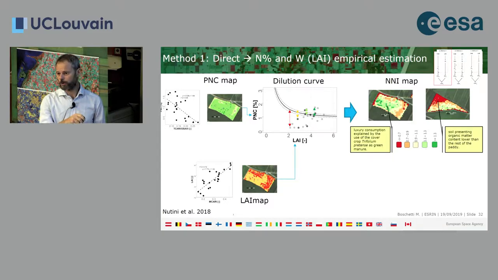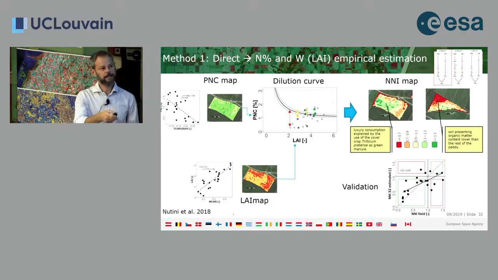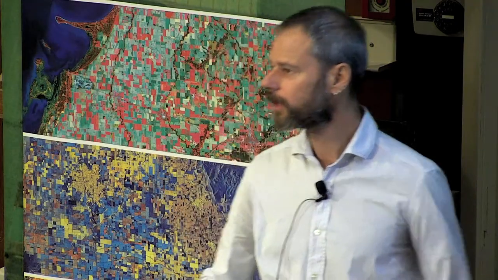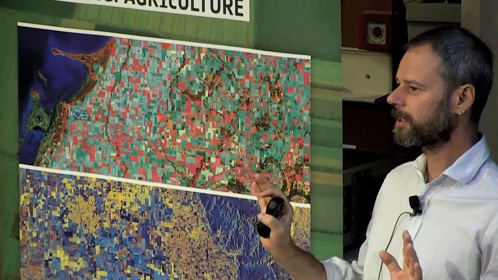So the method works. It's pretty easy. The work you should do is experimentally creating your relation. When you have your relation, we can automatically produce your nitrogen nutritional index maps. We also validated that in order to decide which values are supposed to provide information on when, below a certain amount of nitrogen nutrition, you have to fertilize. Above it, you can skip it, save money, and avoid environmental problems. Up to now, is it okay?